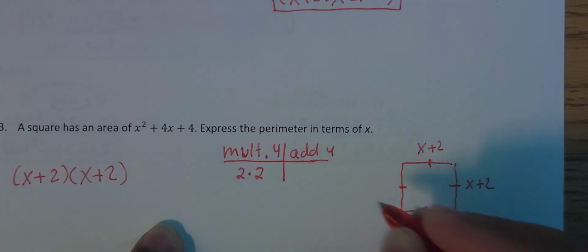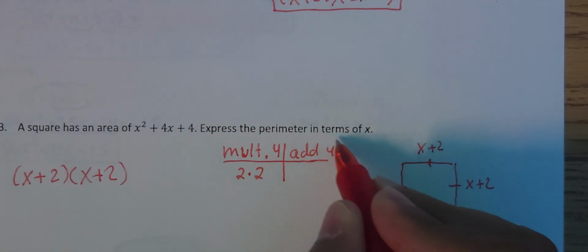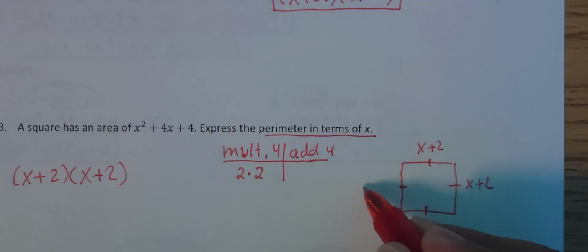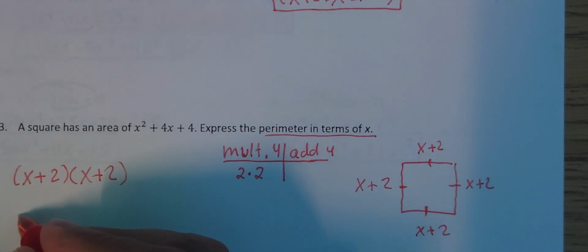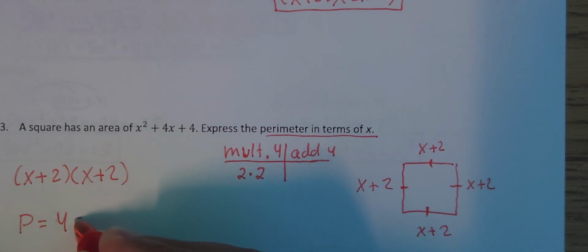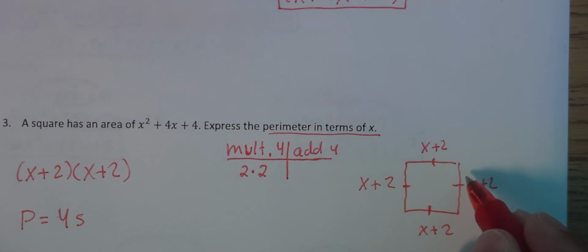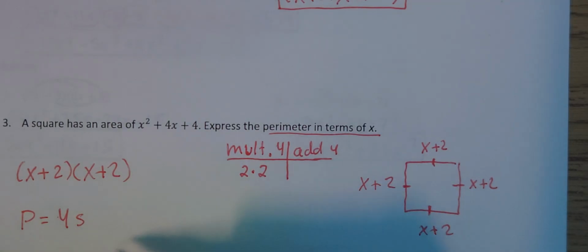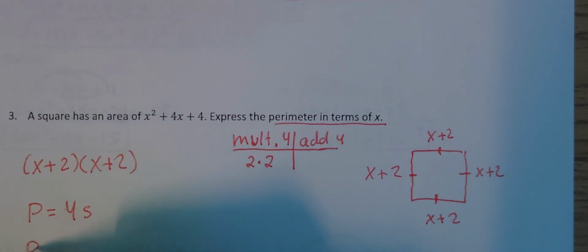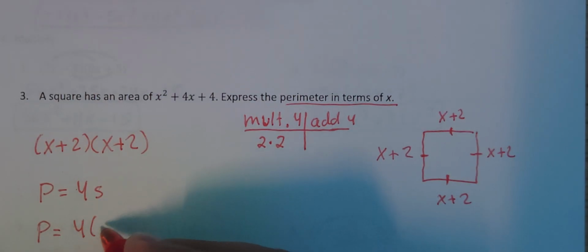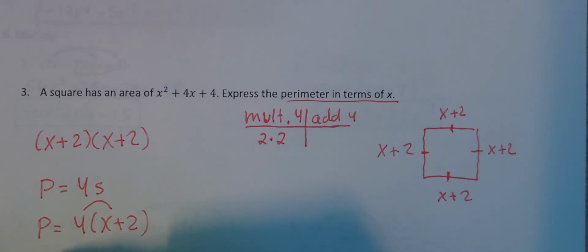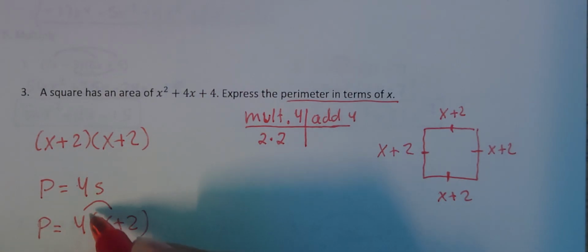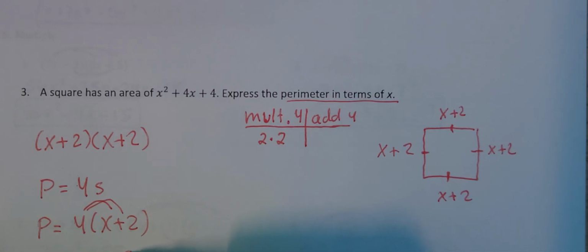And to find the perimeter, because that's what we need to find, the perimeter in terms of x, all we need to do is add the sides, or you can also follow this formula: perimeter equals 4s, with s being each side of the square. Since each side is x plus 2, the perimeter equals 4 times x plus 2. Then distribute. So the perimeter equals 4 times x is 4x, and 4 times 2 is 8, so 4x plus 8. This is the perimeter of that square.